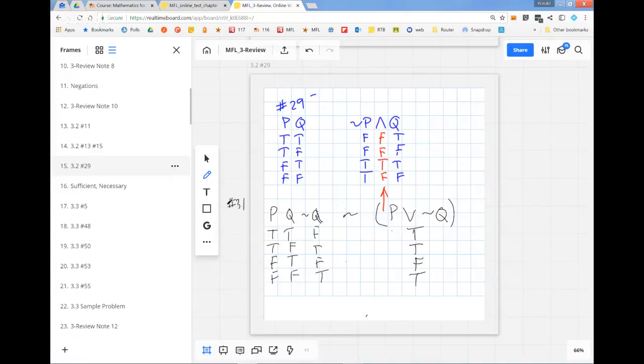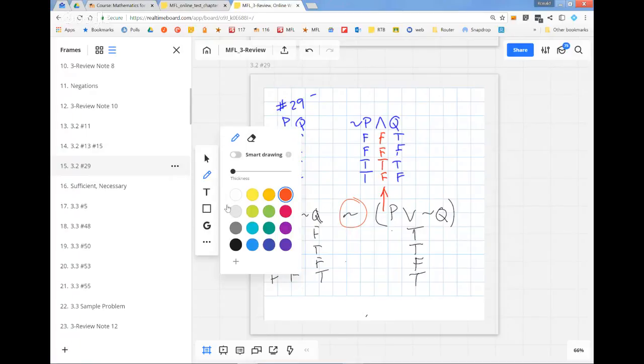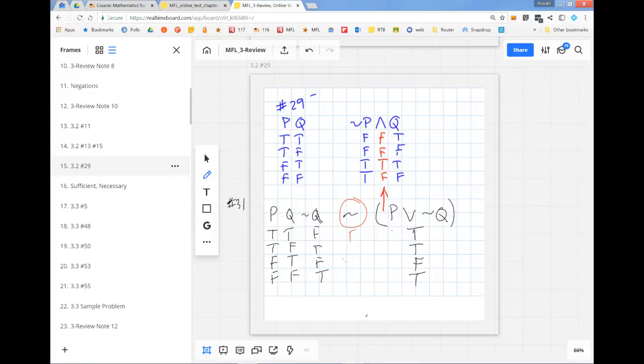And now here's the last statement. So that's the last thing we have to do. And so that's going to be our answer. Okay, so what's the negation of true? False. Negation of false. True. Okay. So there's your answer column. You just take the opposite of the other column.